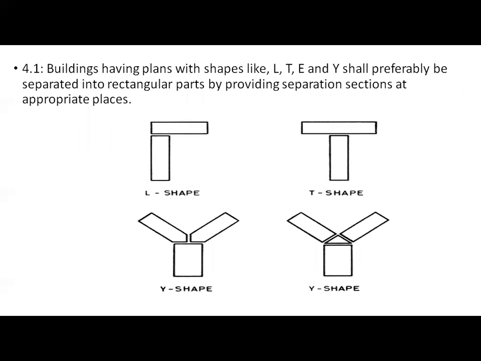Okay, so you can see this point: building having the plans with the shapes like L, T, E, and Y shall preferably be separated into the rectangular parts by providing the separation sections at the appropriate places. You can understand from this L shape, T shape, Y shape, that there are two Y shapes shown here. These are the irregularity of the structures. Such shapes of buildings are irregular structures. These are not recommended, because if dynamic loads come on the structure, these projections are going to be bent, and for that purpose we should make sure that these components we have to reduce.